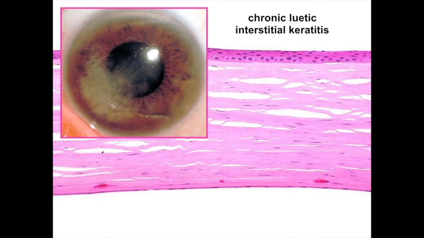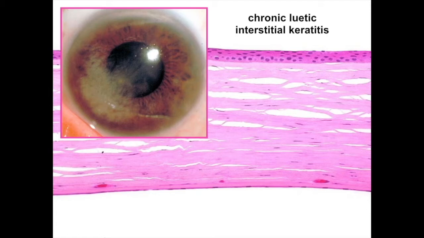Interstitial keratitis is a term for stromal keratitis. Luetic interstitial keratitis was the type of interstitial keratitis associated with congenital syphilis. We don't see this very much anymore.